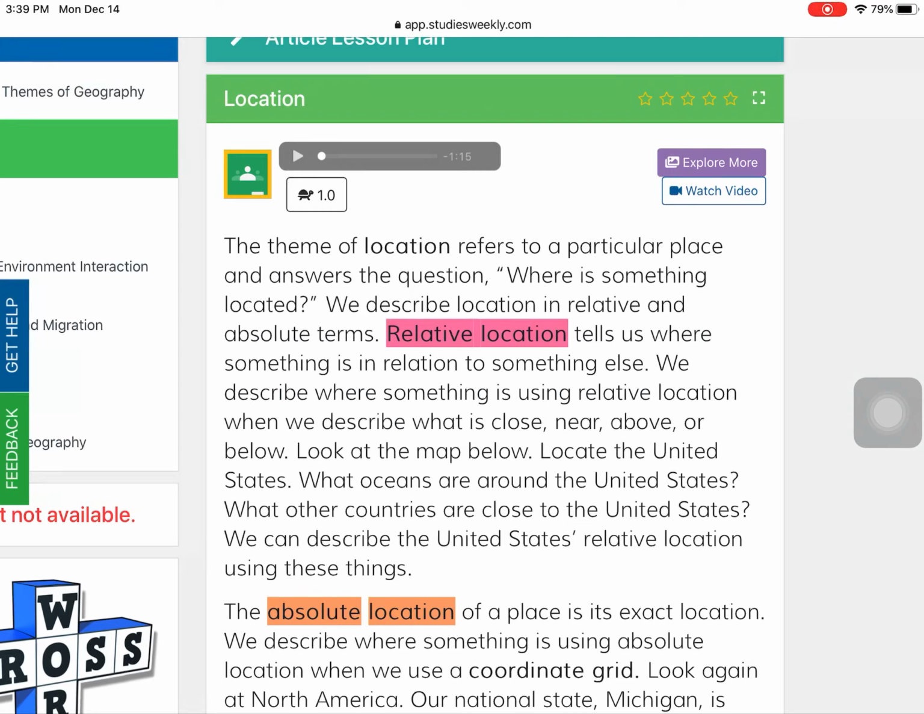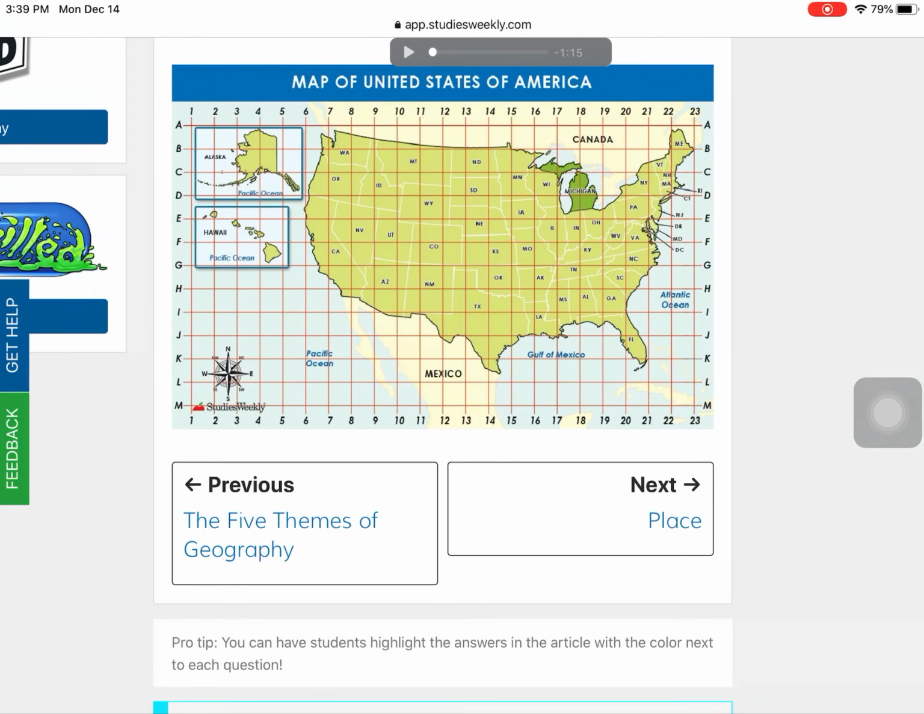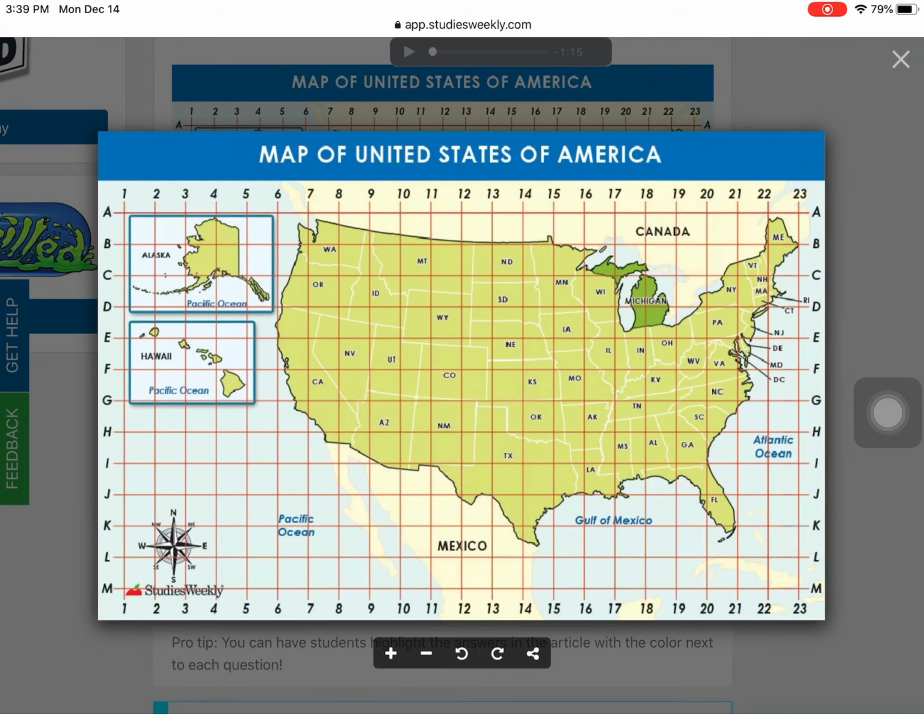Look again at North America. Our home state, Michigan, is, and I'm actually covering the answer here. I'm going to scroll up, hopefully quick so you didn't see the answer there. Can you tell me what the absolute location of Michigan is based on this map?